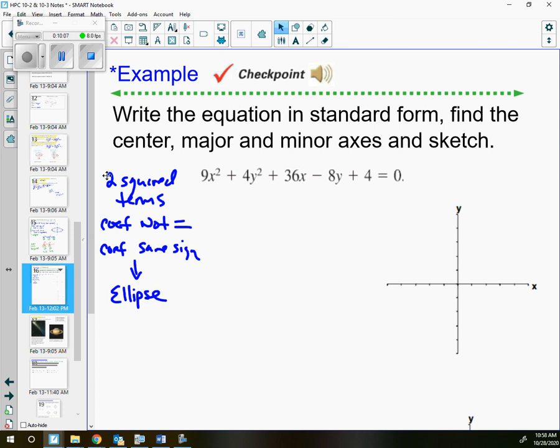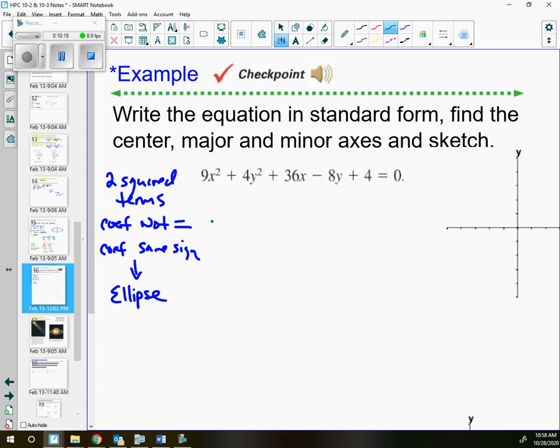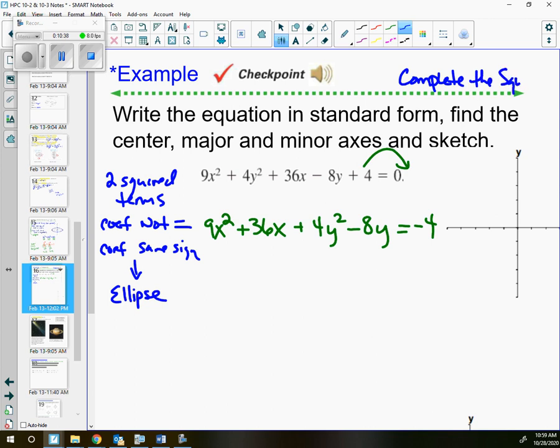All right, now this is not in a user-friendly graphing form at all yet. So I'm going to scooch that over for a second. We need to do some sorting and organizing. I'm going to put all my terms with my x's together, and all of my terms with my y's together, and move that constant over to the other side. I'm going to have to complete the square for both the x's and the y's. And remember, whatever you do to one side of the equation, we need to do the same thing on the other side. And to complete the square, our leading coefficient has to be 1.